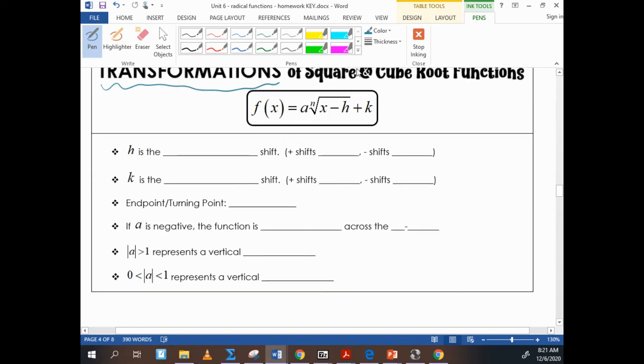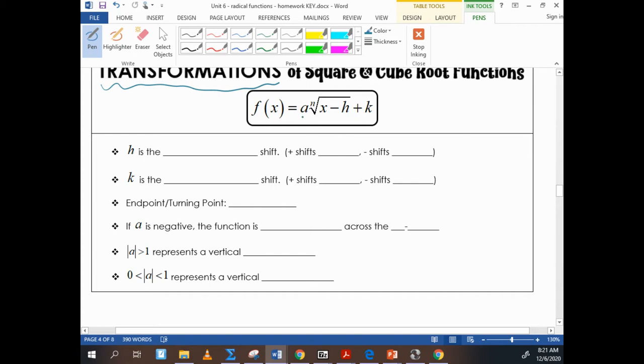So here is your standard form of a square or cube root function. Notice this n right there. That n just means that you can replace it with a 2 if you want a square root or a 3 for a cube root. So it kind of does the same thing. It doesn't matter if it's a square root or a cube root. That's why we're teaching them together. These shifts are going to be the exact same.